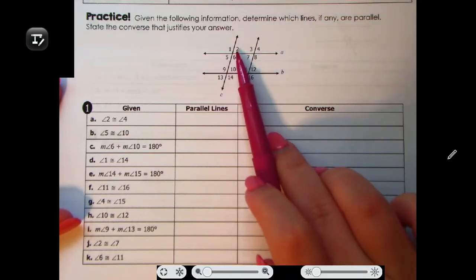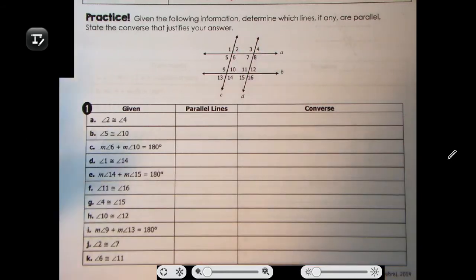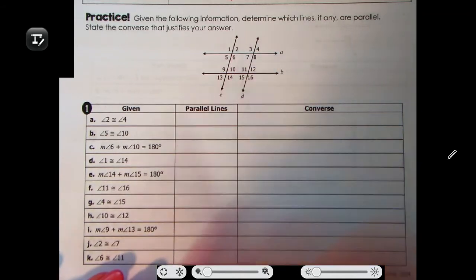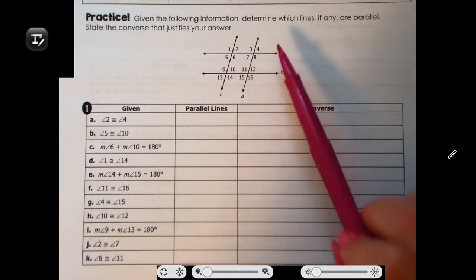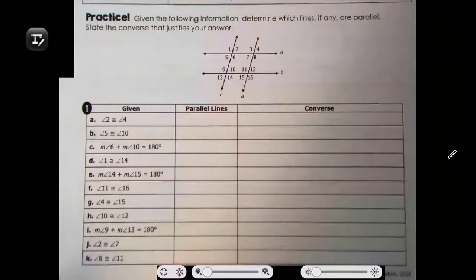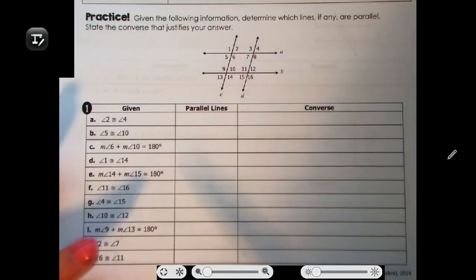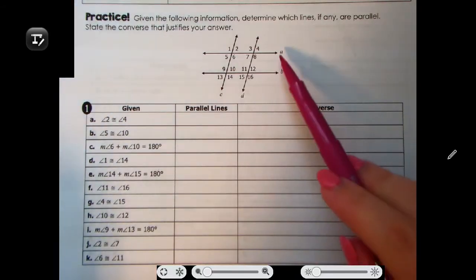So if we say that angle 2 and angle 4 are congruent, the question is, which lines then are we implying are parallel? So what are the two parallel lines that make 2 and 4 congruent? So you have to be careful here because I see two sets of parallel lines. I see A and B, but I also see C and D. So how do I know which ones I'm talking about? So you want to look at which lines those two angles are touching.